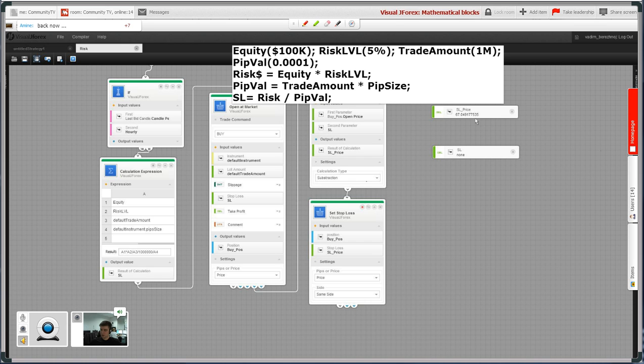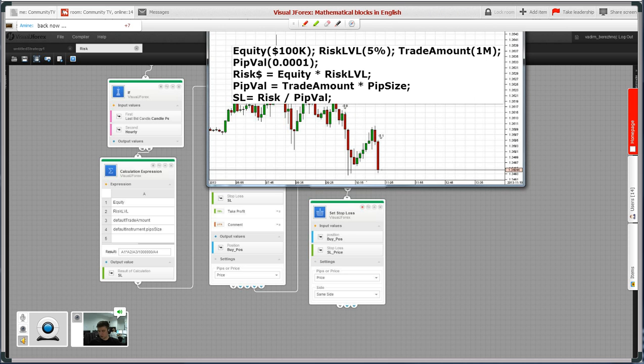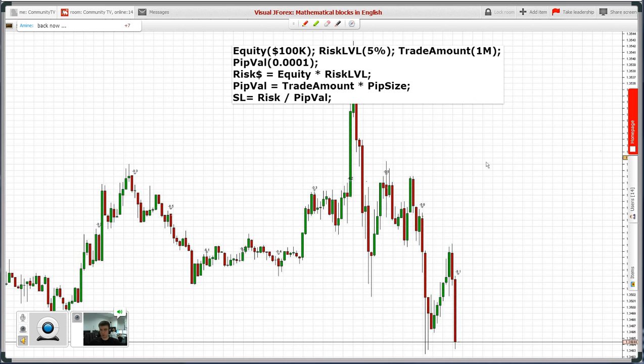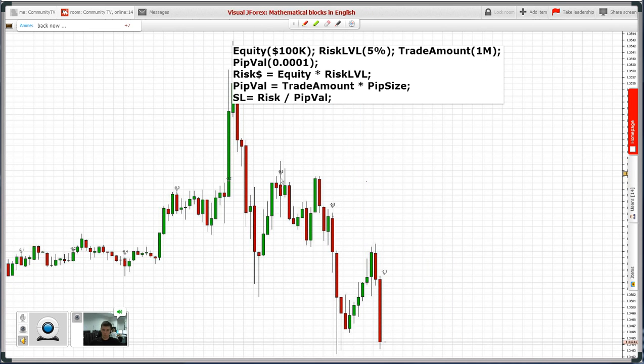Yeah, stop loss level at 67. And that's what we can see on the chart. It was opening and closing the position at the same time. So it was opening a market position, setting stop loss at level 69. That is far above, so it was closing the position immediately.